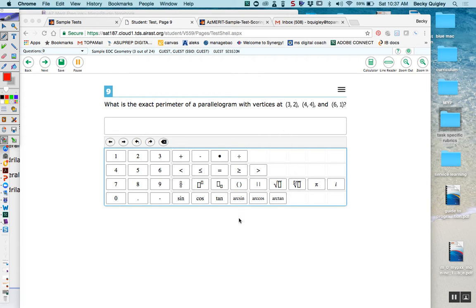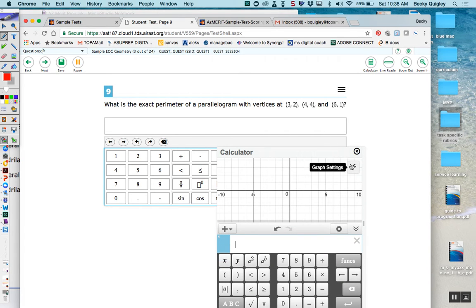All right, so this is part two of AZ Merit Test Prep, just looking at strategies for how we can utilize the tools that are provided on the computer-based exam. So this sample question says, what is the exact perimeter of a parallelogram with vertices at (3, 2), (4, 4), and (6, 1)? So the first thing I would do here is go ahead and graph those ordered pairs.